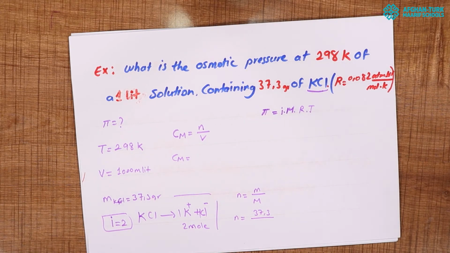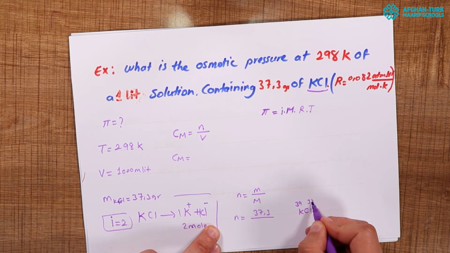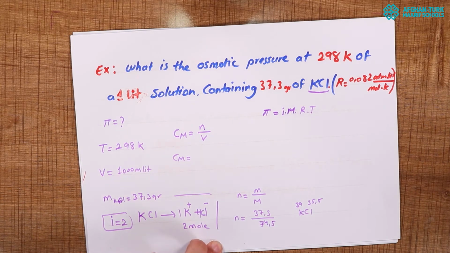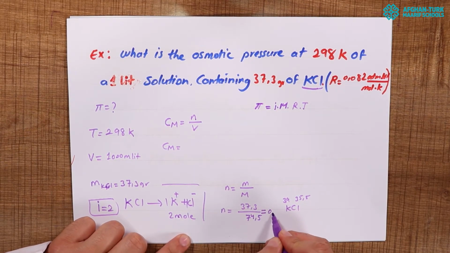What is the molar mass of potassium chloride? We can find it from here. It is 35.5, and also here it will become 74.5. When we simplify them, it will be equal to 0.5 mole.